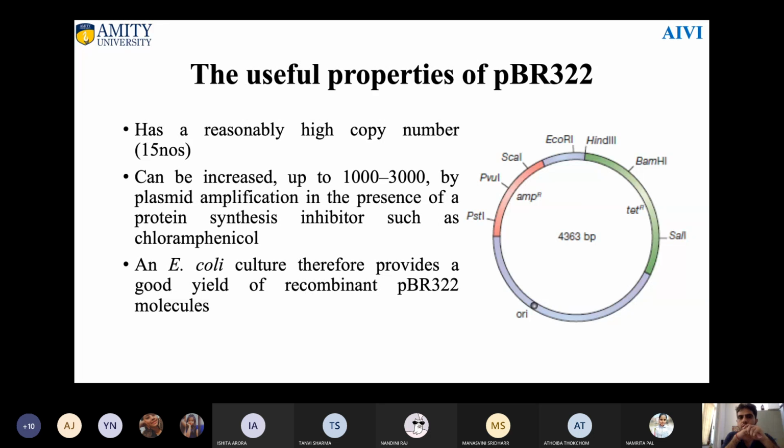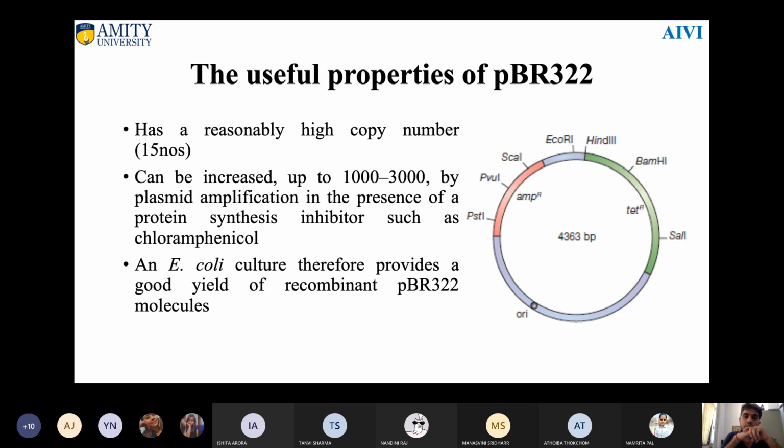So further, coming to more properties of your plasmid, the copy number. It has a relatively high copy number. So how many copies are there in a cell? In a cell, around 15 copies of pBR322 can exist. So that is also an important property.